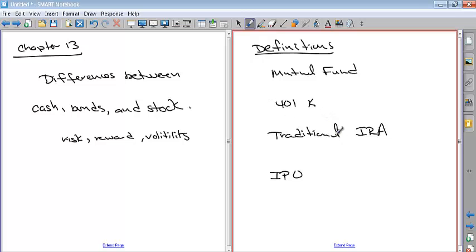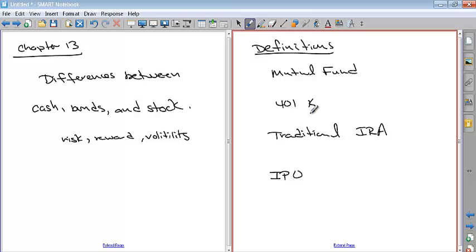A 401k is similar to a traditional IRA, except this is through your work and the IRA is done outside of work. We didn't talk about it, but at some point you can take your 401k and convert it into an IRA, because the basic idea in terms of the regulations and limits are the same between the two.